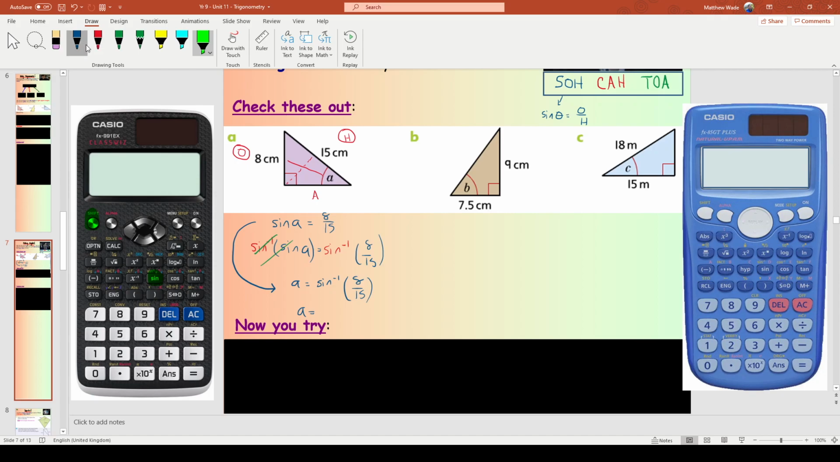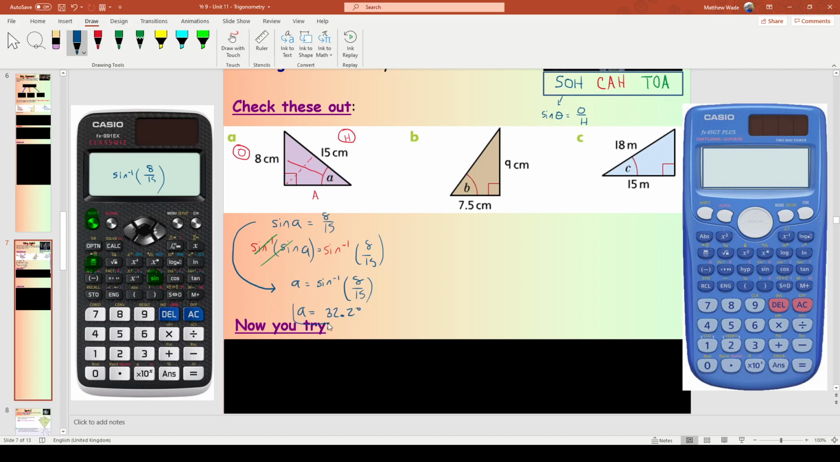Now your calculator will say sine minus 1, open bracket, okay? Then you put the fraction in, so this button here, the fraction button, and it'll look like that. Then you just put in the 8 over 15 using these buttons, and then you push close bracket at the end, and then you push equals. So shift sine, 8 over 15, close bracket, equals, and I got 32.2, and I hope that's what you got too.